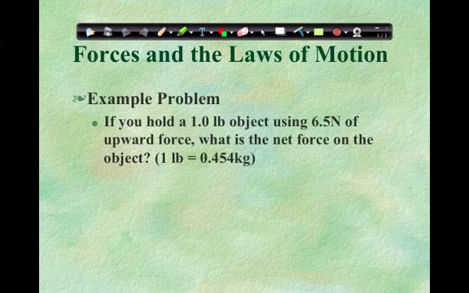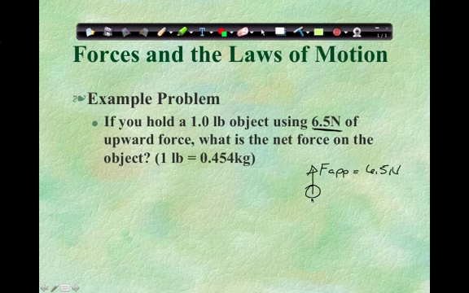Okay, so let's go ahead and draw a diagram really quick. Okay, so we're holding this 1 pound object, and so let's just say it's this, okay, and the object is going up. We know that the object is going up. We also know that the force applied is equal to 6.5 newtons, because that's what the upward force is.